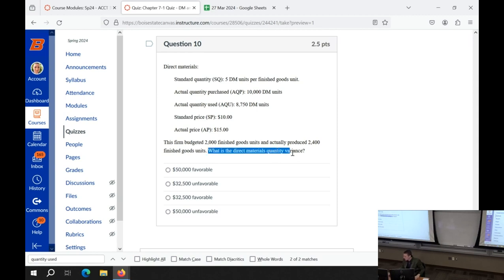So we're looking for the direct materials quantity variance. So, a pretty straightforward version of this question. I don't have to do any crazy algebra or anything like that.